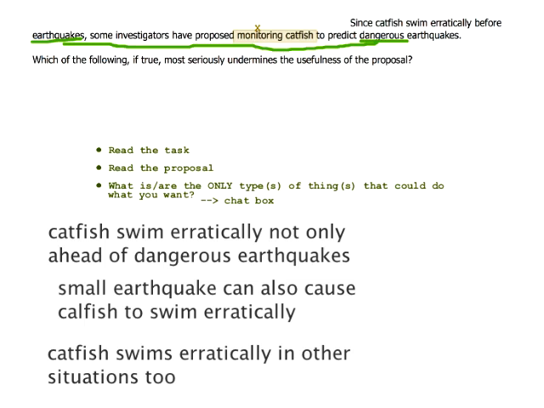Because, again, they're not going to go the not-X route. So they do swim erratically before earthquakes. This is a thing. It happens. That's a fact, so you're not going to dispute that. And then also, if the proposal is to monitor catfish, then we know that monitoring catfish is something we can do, because they're not going to propose X if X is not possible.